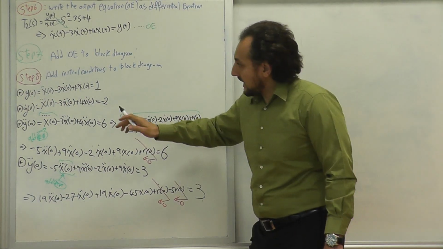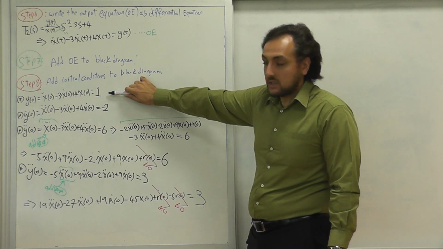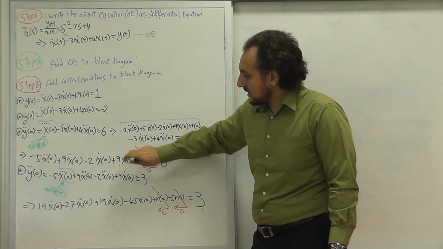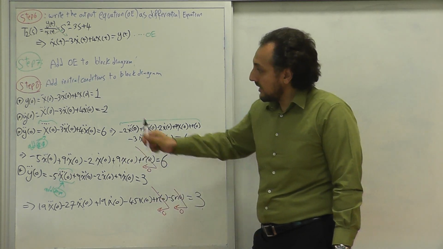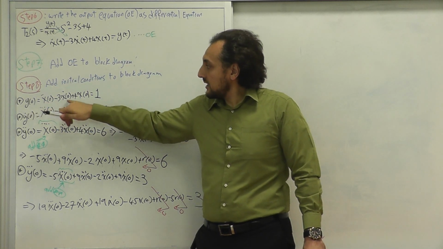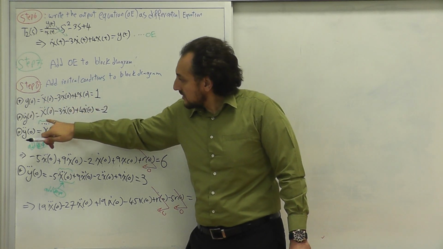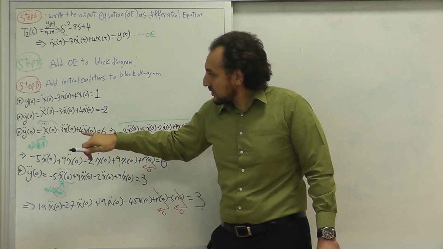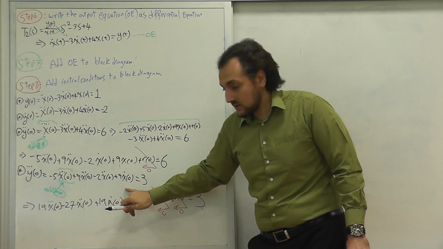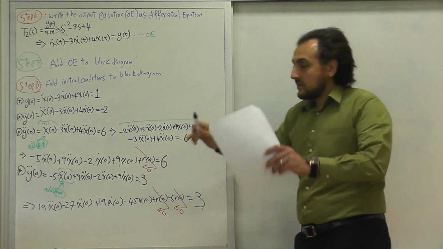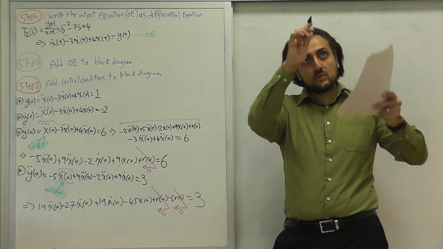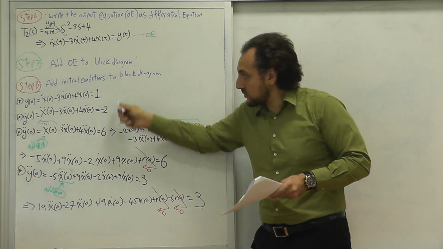Now look, this is the first equation, second equation, third equation, and fourth equation. How many variables are there here? 1, 2, 3. Here 1, 2, 3. Here there are up to 4. So I can solve this as a 4 by 4 matrix.